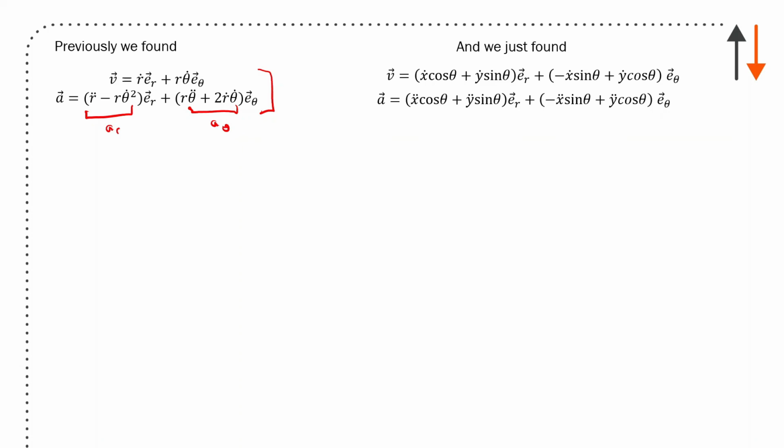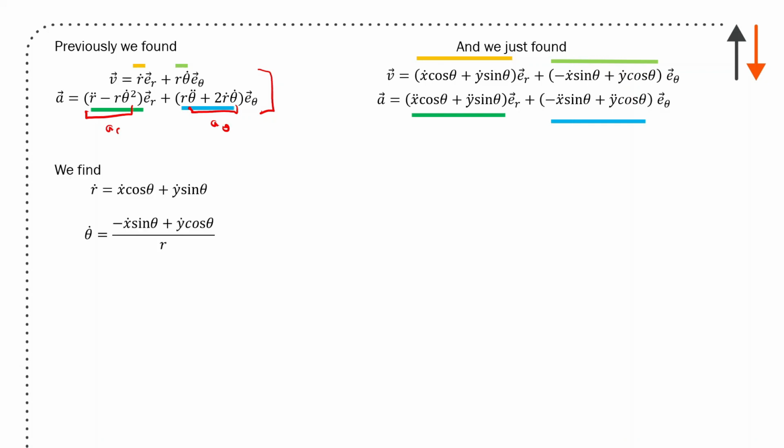Same thing. Now, we just found out what the terms are for the x and y components of acceleration and velocity in the e_r and e_theta direction. So I can substitute those back, and I can write those as v and a. So the terms in orange and green correspond to each other. The terms in dark green and dark blue correspond to each other.